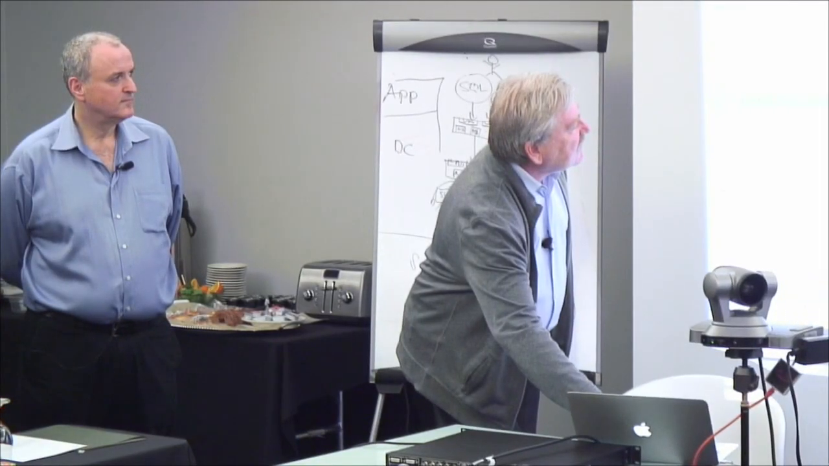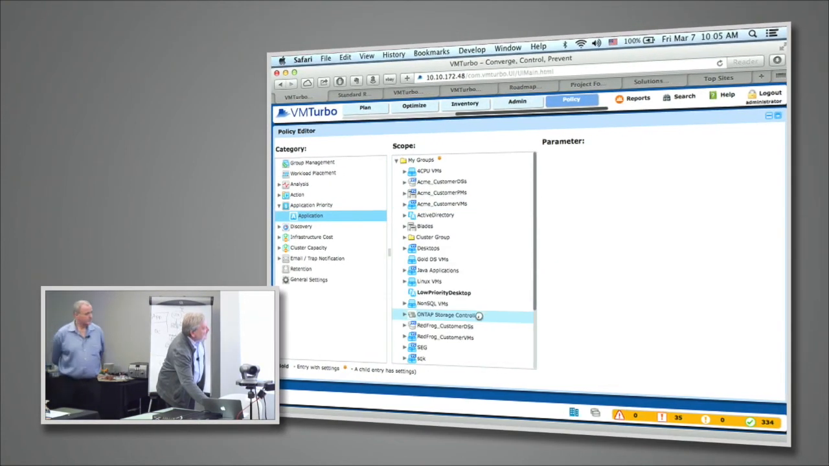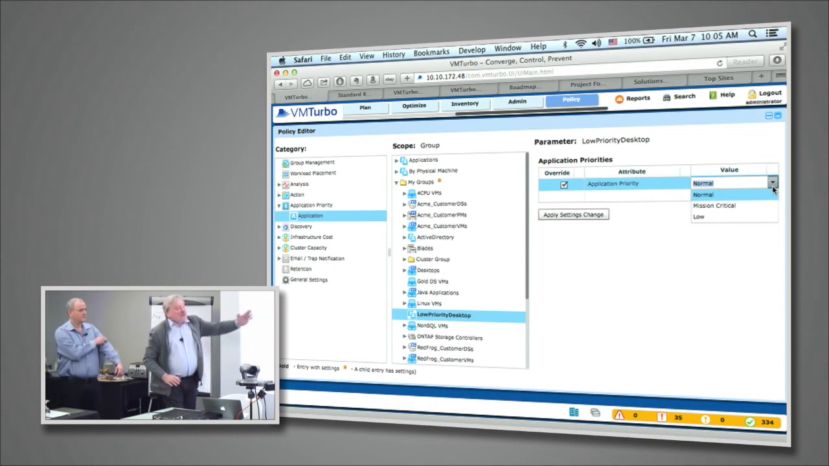Right. Well, let me illustrate. For example, you go to the policy, you go to the application priority, say application. I have a couple of groups here, and you may say, for example, low priority desktops. You may say application priority is normal, or you may actually select mission critical or low. These are examples of 3 fixed priorities. What's behind these priorities is our budgets. When we say application is mission critical, comparing with normal, it will have a bigger budget.